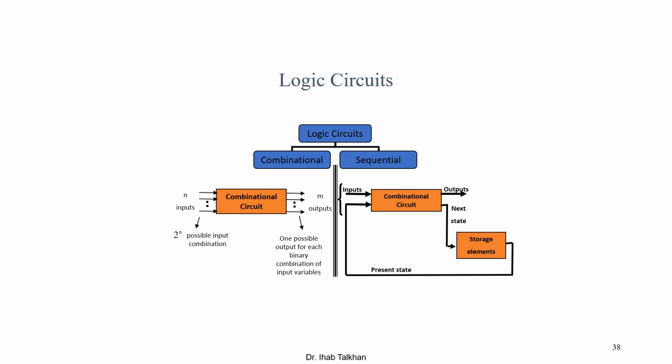And this is how the sequential circuit will work, and we're going to understand this more when we talk about sequential in the next part, the second part of the course. So here you can see the difference: the outputs are a function of inputs and present state, and the next state is a function of inputs and present state, while in the combinational the output is a function of inputs only. So here you can see the difference between sequential and combinational as a sketch.